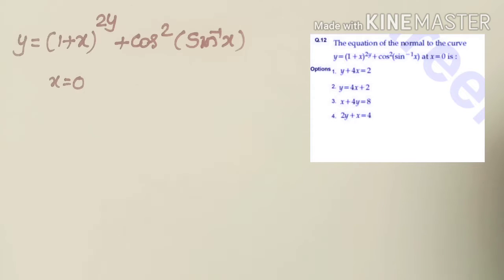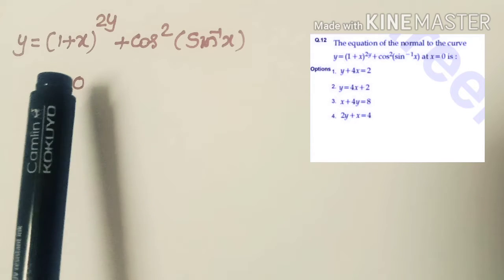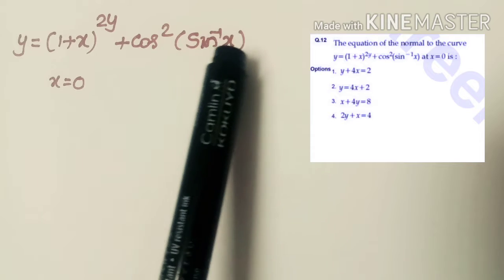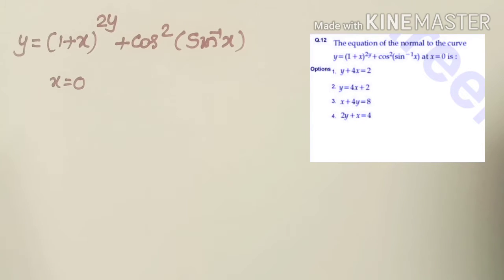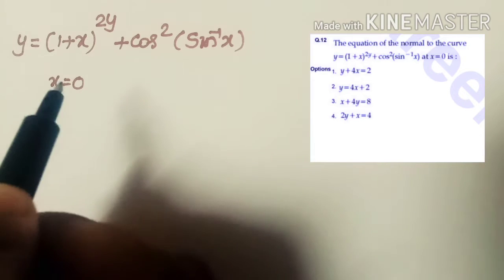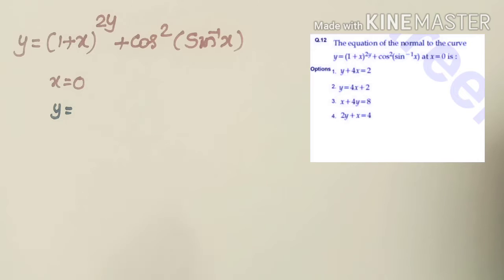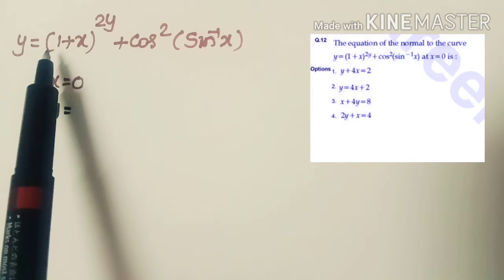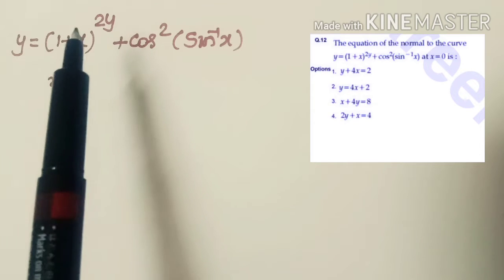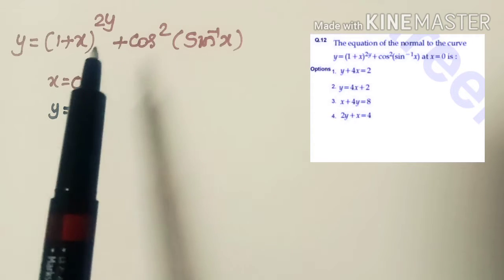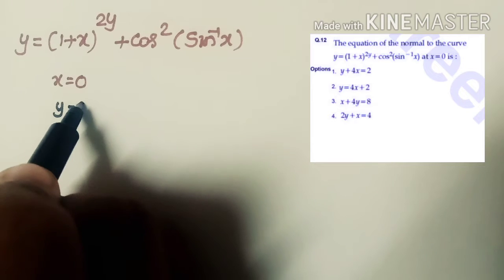So here the given curve is y = (1 + x)^(2y) + cos²(sin⁻¹x), and x = 0. Now we want to find the equation of the normal. So when x = 0, what is the y value? Taking x = 0, (1 + 0)^(2y) is 1^(2y), which is 1. Then 1 plus cos² 0, that is 1 + 1 = 2.